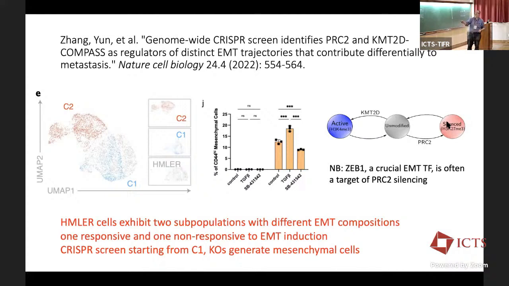And the other enzyme we found was KMT2D. Again, the language is, this is a methyltransferase. This is adding a methyl group again. But this methyltransferase adds it to H3K4 instead of H3K27. And when you add that methyl group to the fourth lysine of H3, it actually serves as an activating mark.